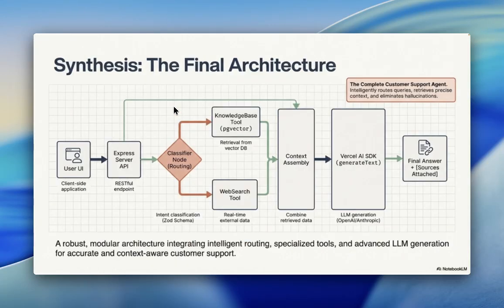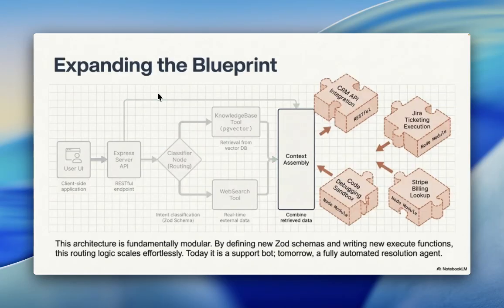Synthesis, the final architecture. The user is a client-side application with an Express server API, a RESTful endpoint. You have a classifier node routing to a knowledge base tool, pgvector retrieval from the vector DB, and a web search tool for real-time external data. Then context assembly combines the retrieved data, and the Vercel AI SDK handles text generation with OpenAI or Anthropic, producing the final answer with sources. The complete customer support engine intelligently routes queries, retrieves precise context, and eliminates hallucination. It is a robust modular architecture integrating intelligent routing, specialized tools, and advanced LLM generation for accurate and context-aware customer support.